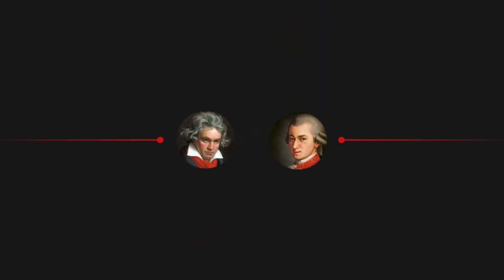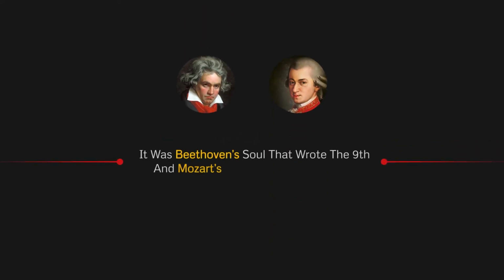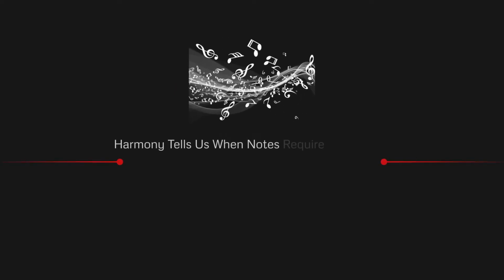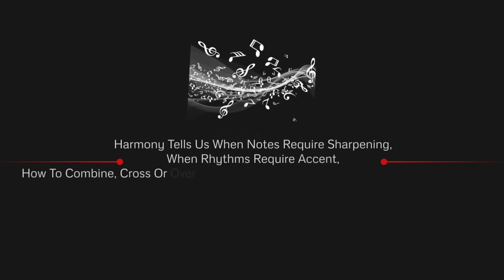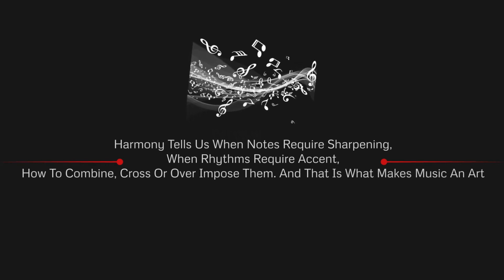Many have known as much about music as Beethoven or Mozart, perhaps even more virtuosos. But it wasn't their knowledge, it was Beethoven's soul that wrote the Ninth and Mozart's that did the Magic Flute. Tridimensional harmony. Harmony tells us when notes require sharpening, when rhythms require accent, how to combine, cross, or overimpose them. And that is what makes music an art.